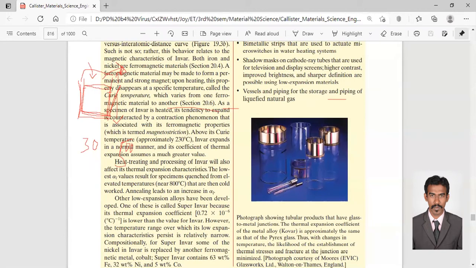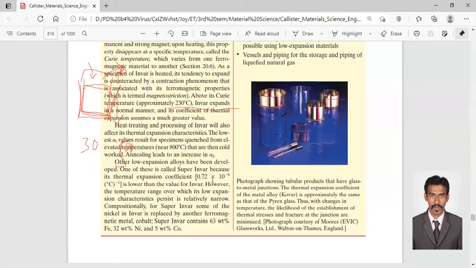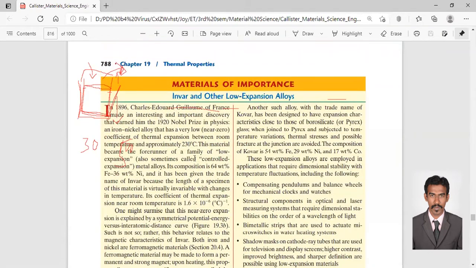One of these is called Super Invar, right? Because Invar has a thermal expansion of 1.6 times 10 to the power minus 6. Then they have developed an even better material than that, showing 0.72 times 10 to the power minus 6, Super Invar. So this is lower than the value for Invar, so almost half. However, the temperature range over which its low expansion characteristics persist is relatively narrow, right? So here the range of temperature is a little bit less. Here you see from room temperature to 230 degrees Celsius, that is around 200 degrees Celsius, right?